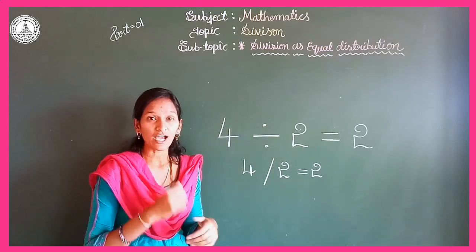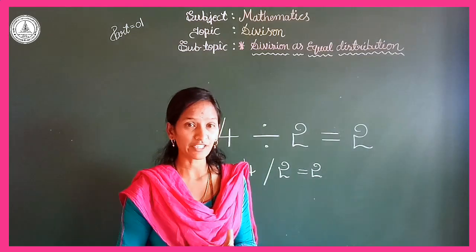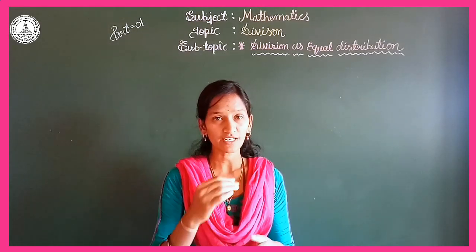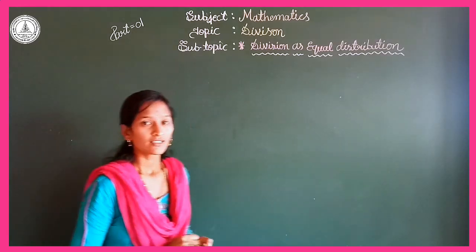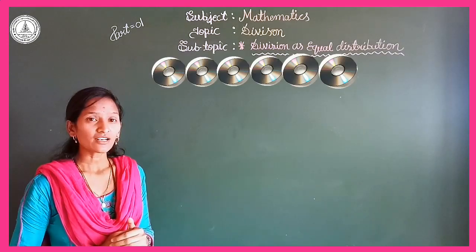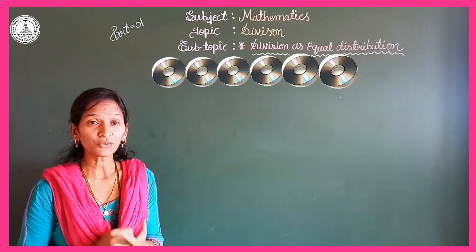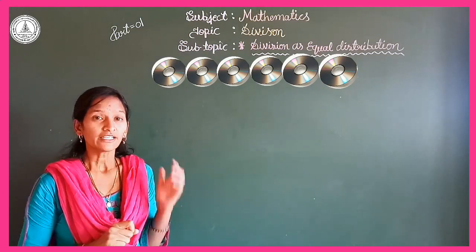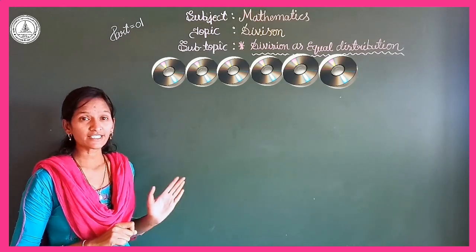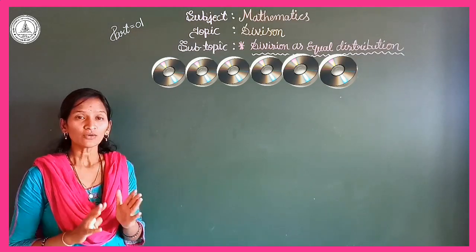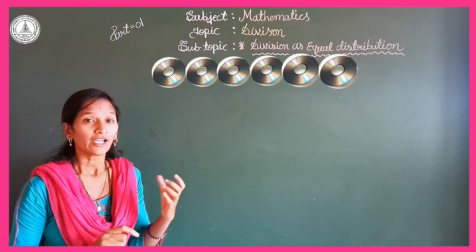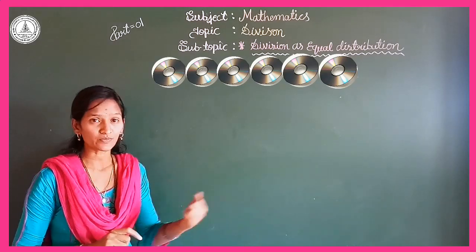Right? So now I will show another activity to you. Students, I will show the next activity to you. See here. Here are some CDs. Already you know CD means compact disc. Right? Here the total number of CDs is 6. So now I will distribute this total number of CDs among the 3 groups.